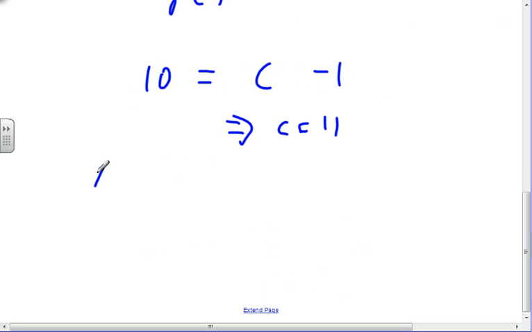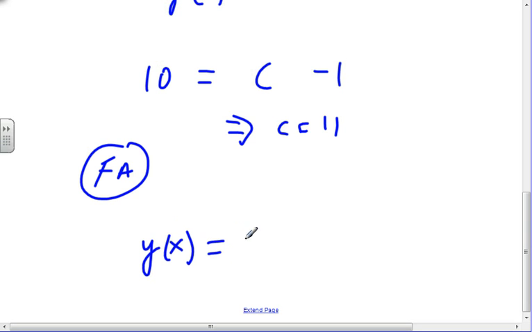So for my final answer, what am I going to write? If I could see more, it would be helpful. That's the only problem. 11 e to the minus x plus x minus 1.